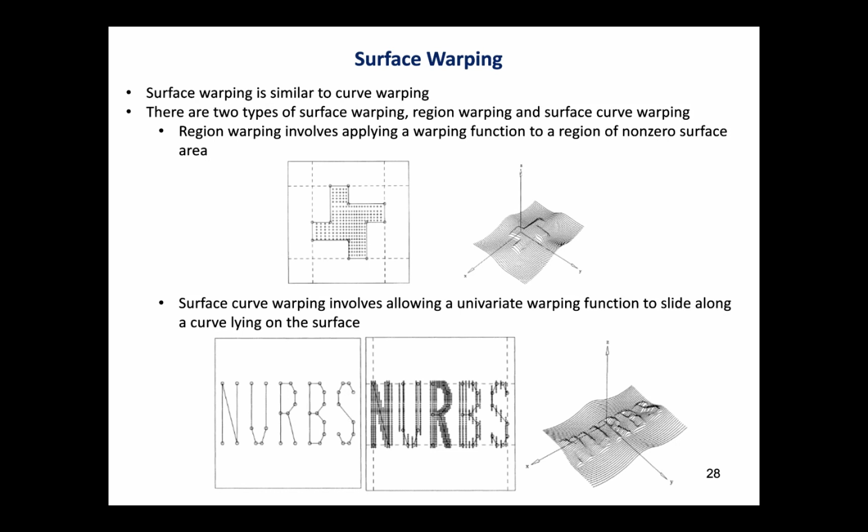And then surface curve warping involves allowing a univariate warping function to slide along a curve lying on the surface. So down here we can see the word NURBS drawn out using a polyline. Then we see the control points that fall within the gravity field along that line. And we'll talk about gravity field later when we get to surface curve warping. And then we can see the effects of that warp then on the surface on the right.